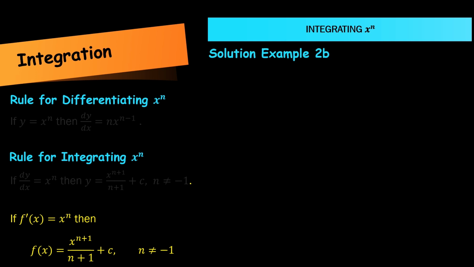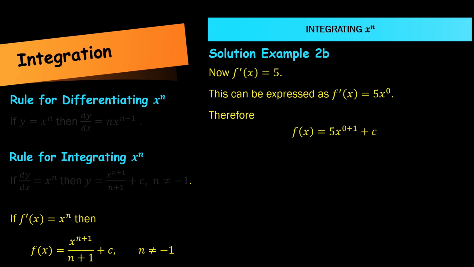Now let's have a go at example 2b. f'(x) equals 5, and another way of expressing this is 5x to the power 0. So n equals 0, and therefore f(x) equals 5 times x to the power 0 plus 1 plus c. Therefore, f(x) equals 5x plus c.